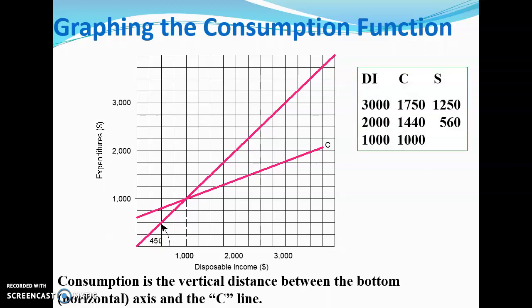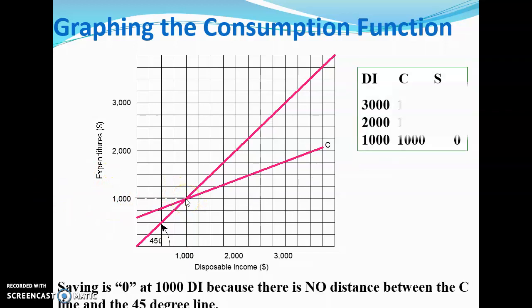And what happens if our income is equal to 1000? So this is the 1000. You can see if the income is equal to 1000, consumption is equal to 1000, and the difference between the same values is always equal to 0. Now you can see that both of the curves intersect at the same point. There is no difference between the income line and the consumption line. Both lines are intersecting at this point. The saving is always equal to 0. Saving is equal to 0 at 1000 disposable income because there is no distance between the C line and the 45-degree line. So that's why saving is equal to 0.